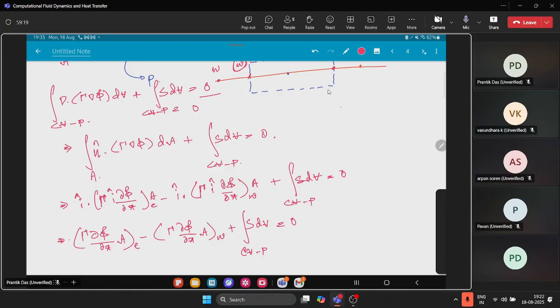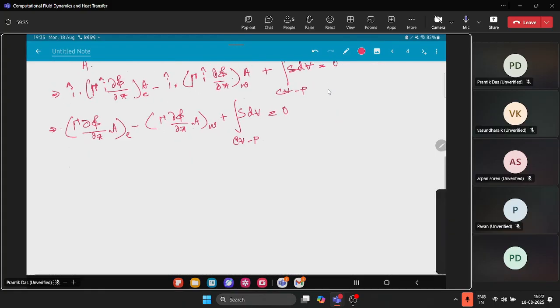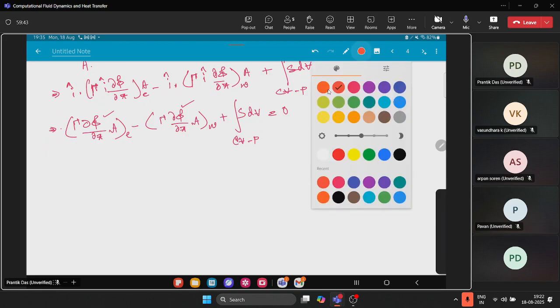So what I have to do now is convert these into an algebraic equation itself. I'm going to use finite difference, with the Taylor series expansion, in order to find out the value of this derivative. So how do we find the value of this derivative?